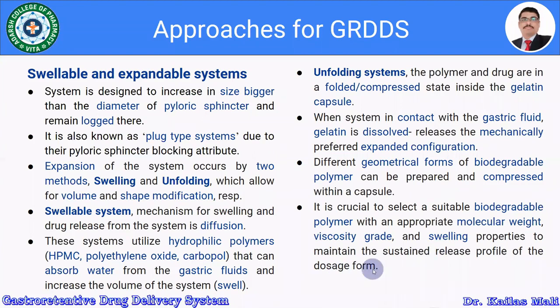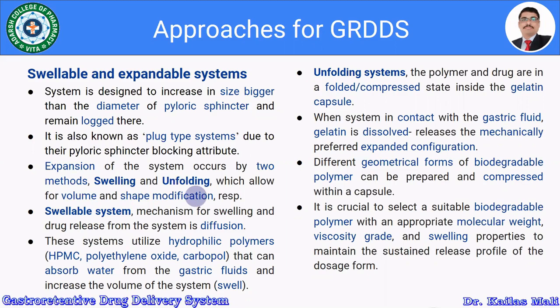So the swellable and expandable system is designed to increase in size bigger than the diameter of the pyloric sphincter, and it is going to remain locked there for a long time period. That's why it is also known as a plug type system due to its pyloric sphincter blocking attribute. Expansion of the system occurs by two methods, swelling and unfolding. In the case of swelling, the volume is going to be changed. In the case of unfolding, there is a shape modification. The shape of the formulation is going to be modified or changed.